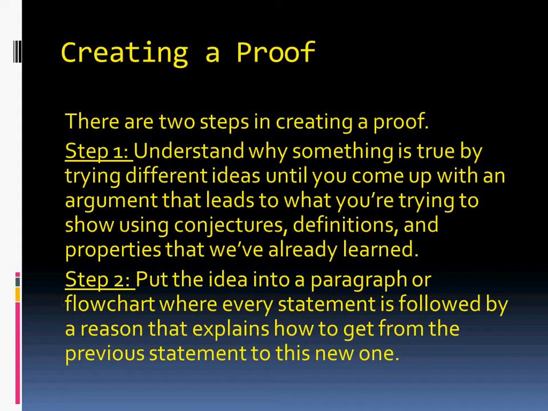It's step by step. I call this playing proof. We want to play proof after we understand it. We have to slow down, go step by step, and put it into a proof format where every step has a reason that is a conjecture, a definition, or a property that we've learned. So what I want to do is look at a proof that we're trying to do and show you what this looks like in flowchart form. Then we'll highlight the rules for making a flowchart proof, and then we'll create one on our own.